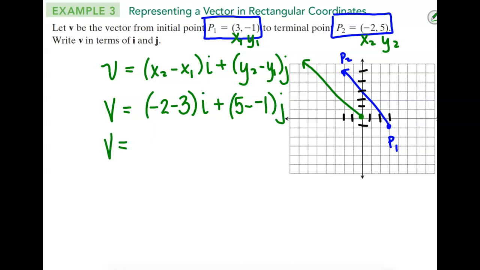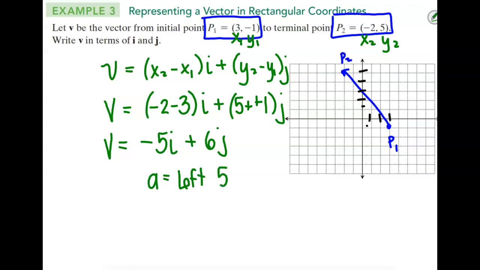Vector v equals -2 minus 3 is -5 i, plus 5 minus -1 is +6 j. So how this vector looks, I'm going to erase this green vector here, is we're going to go left 5 on the horizontal axis, and then our b is we're going to go, sorry, up 6.